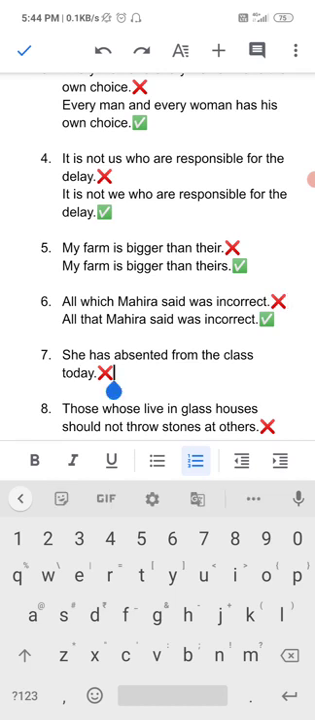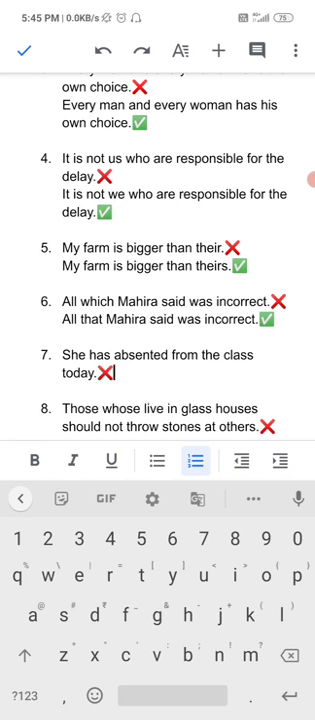Okay, question number 7. "She has absented from the class today." She has absented whom? Suppose I absented myself from the conference. Mahira absented herself from the meeting. Likewise, we have to write here, she has absented herself from the class today.